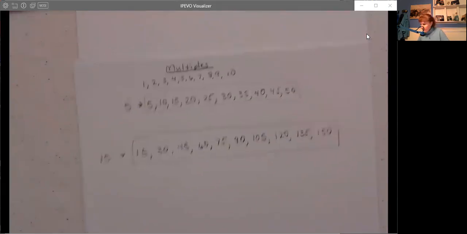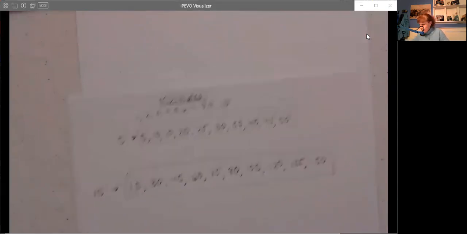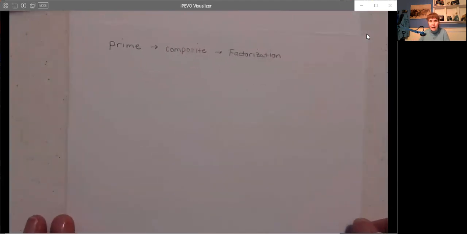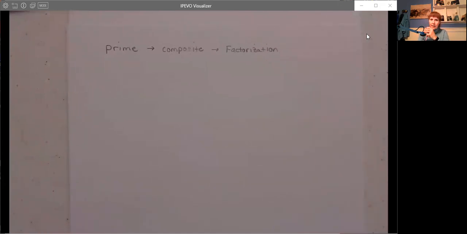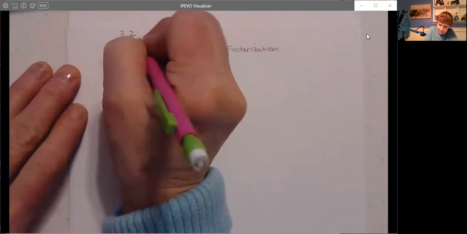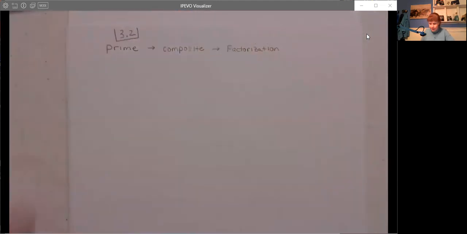All right, so now we're going to look at our next section, and we'll look at some samples. Just a few notes here before we look at the worksheet: what's a prime, what's a composite, and what's factorization. So these are the 3 ideas in section 3.2. Those are going to be in that section 3.2.